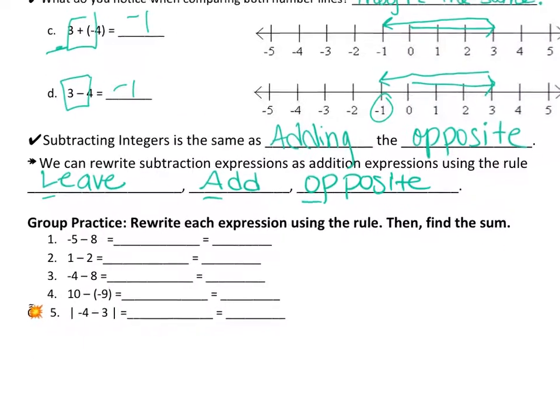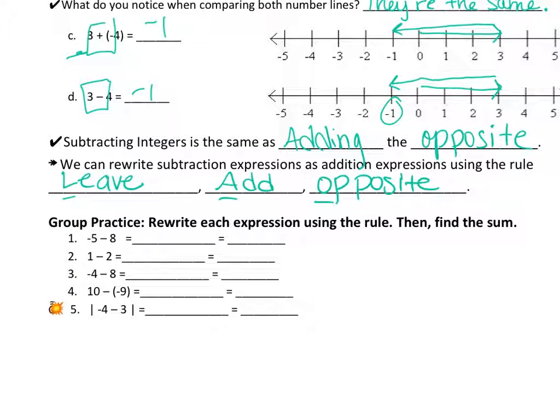So rewrite each expression using the rule, then find the sum. So let's talk about number 1. We'll do that one together, and then you'll try the bottom on your own. So -5 minus 8. So leave the first number, -5, change subtraction to addition.